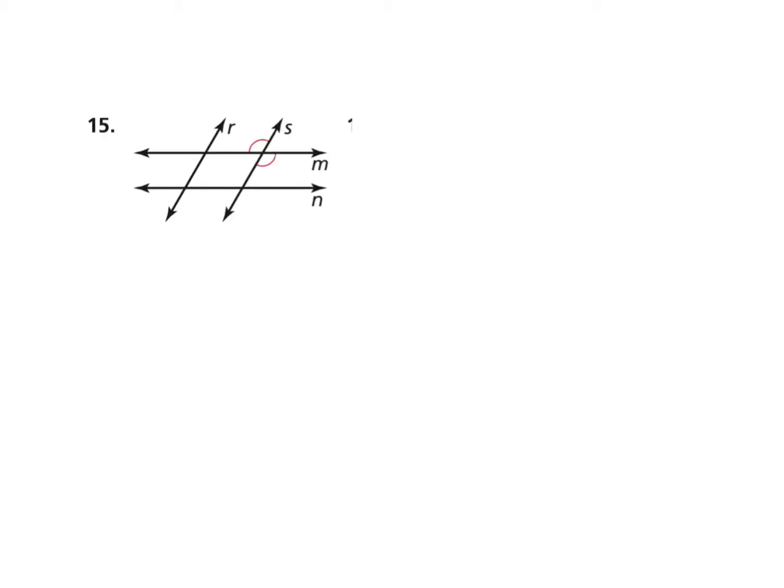Let's take a look at 15 here. There is nothing on these sides for m and n to be parallel, or even s and r to be parallel. All we have is vertical angles at one intersection. Remember, you have to go from one intersection to another. So number 15 is no, not enough information. All right, moving on.